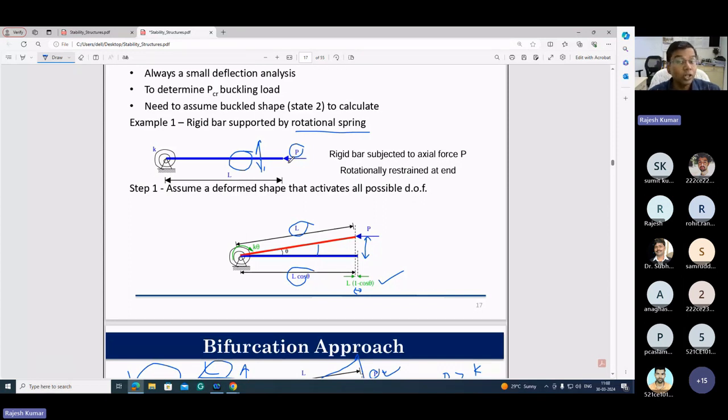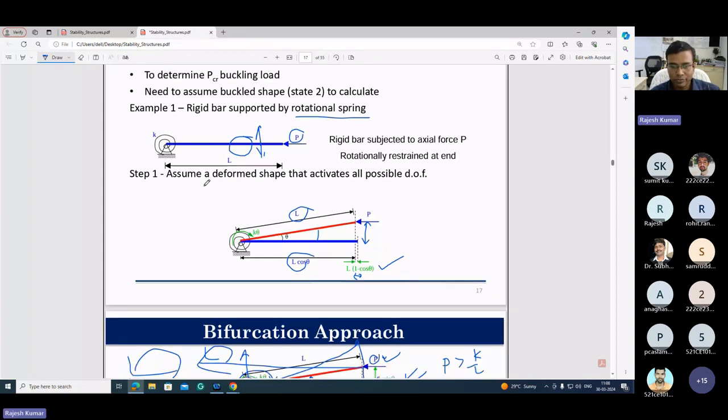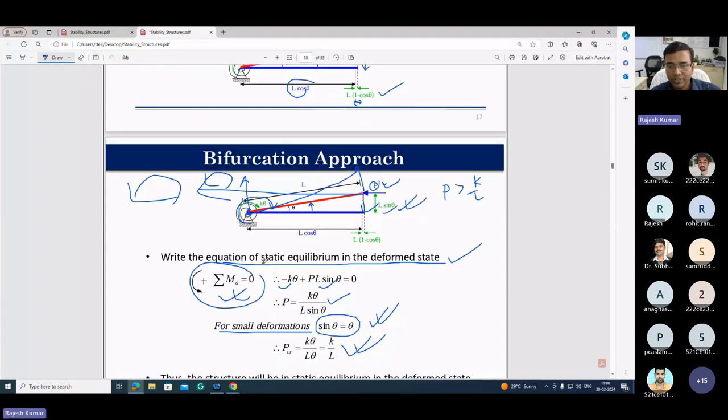Bifurcation approach, obviously, is equilibrium. We need to write an equilibrium. Energy approach, we need to write an energy. So is it clear? Okay. So now equilibrium: how to establish it? Summation of forces to be zero, summation of moments to be zero. You know that, isn't it? Now in this first example, using the bifurcation approach, try to write the equilibrium in the deformed state.